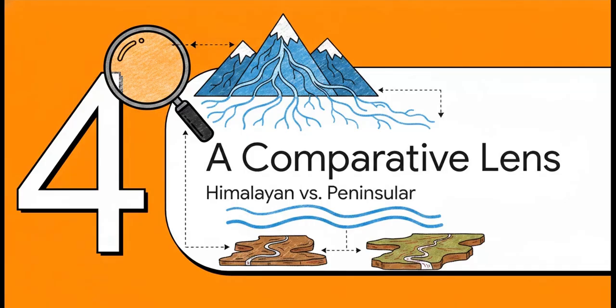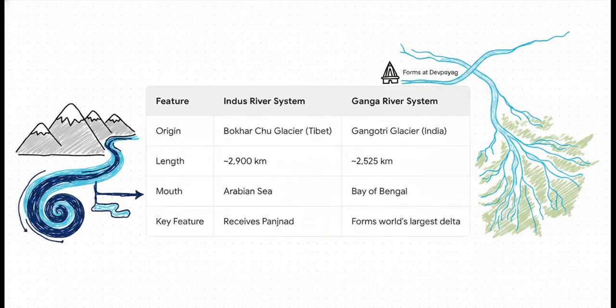Okay, so we've traced our 2 main river systems. Now let's zoom out a little bit. How do these Himalayan giants stack up against each other? And more importantly, how are they different from the rivers of peninsular India? This table makes the comparison super easy.